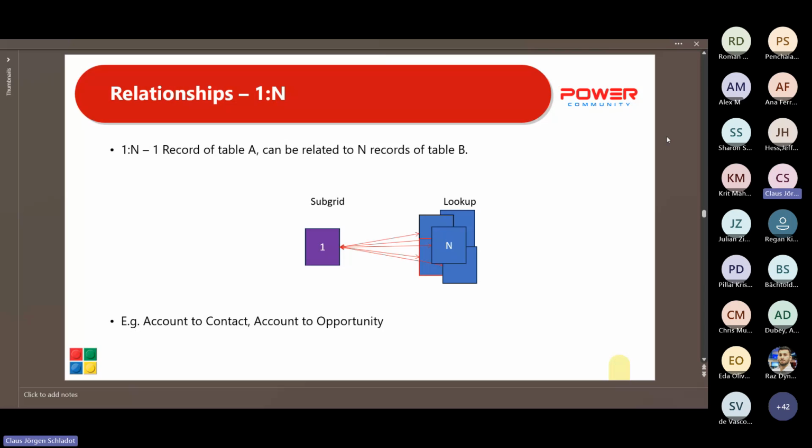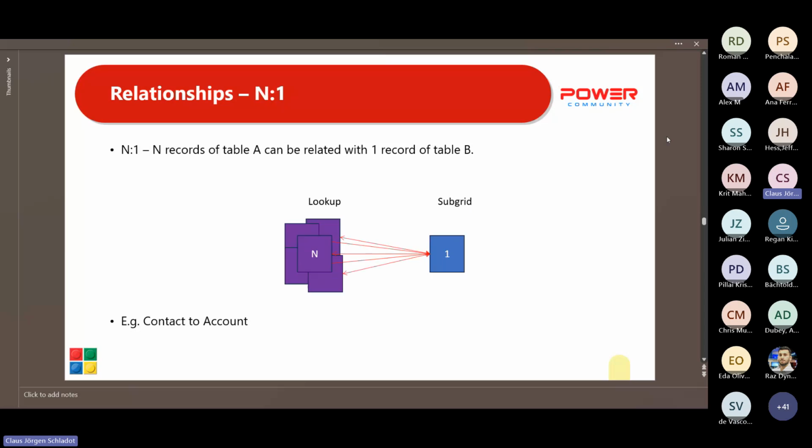You have one-to-many relationships, which means that you can connect one record with several records on another table. An example in Dynamics 365 Sales is the account to contact or the account to opportunity relationship. This means one account can have multiple contacts, but one contact can only have one parent account. The same applies for account to opportunity.